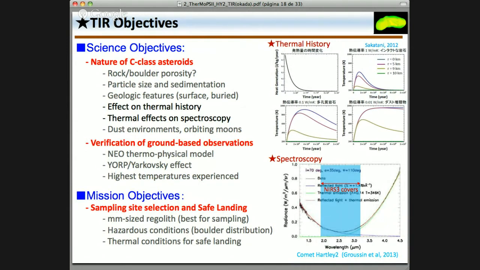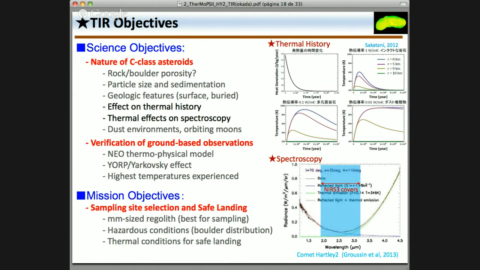And for compositional work in Hayabusa 2, the near infrared spectrometer will analyze the material. It is very important to know some components for rejection. But its wavelength range is very narrow, up to 3.2 microns. So the TIR data is used to reject the components.